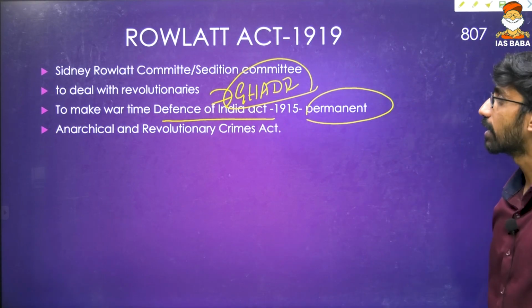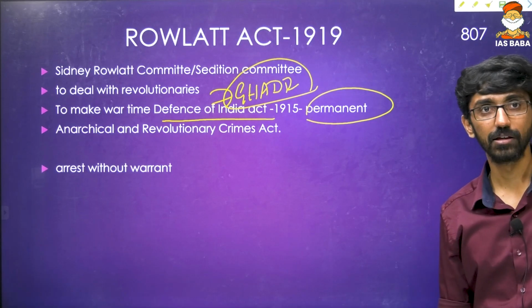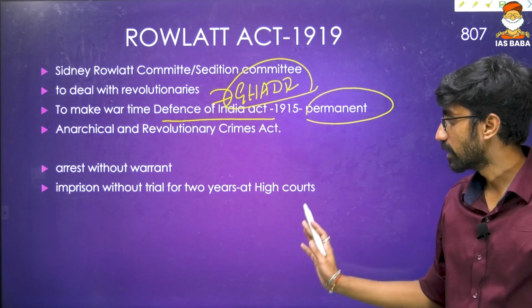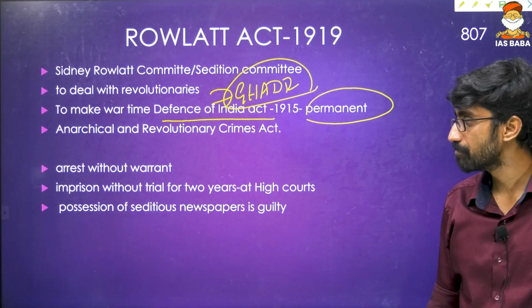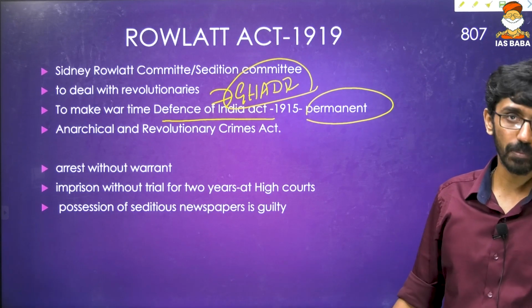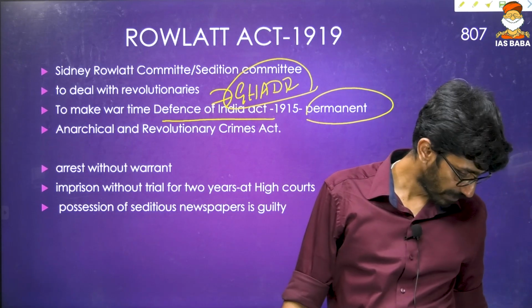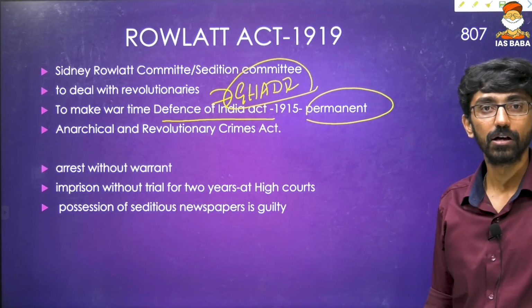It's also called the Anarchical and Revolutionary Crimes Act in official parlance. The provisions were arrest without warrant, imprisonment without trial, and trial by the high courts. And possession of even seditious newspapers is also a crime. If you are in possession of any revolutionary newspaper, you will be considered guilty of crimes.